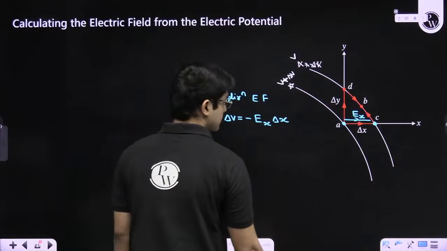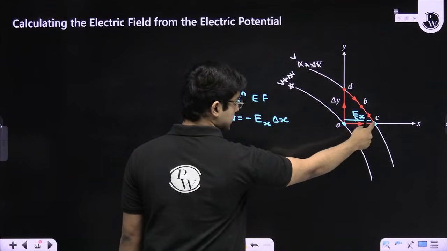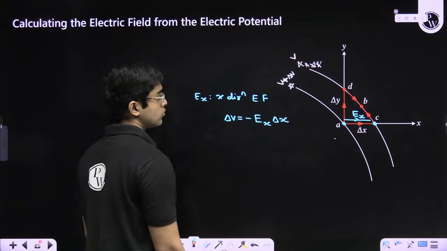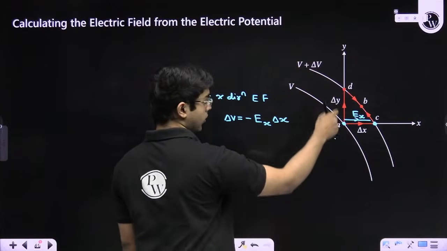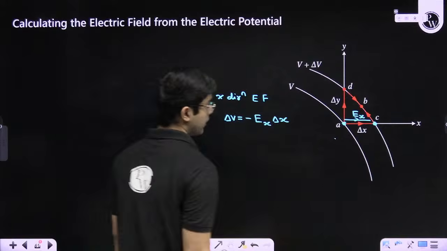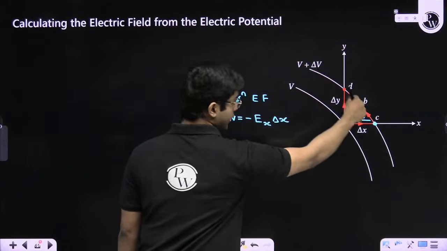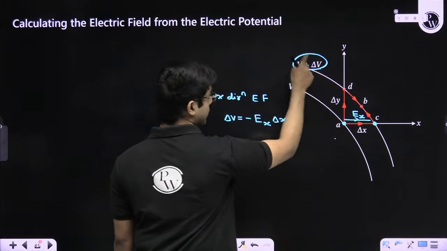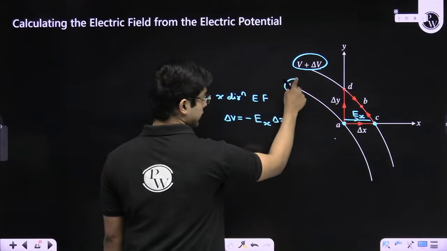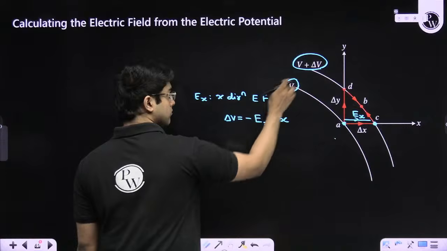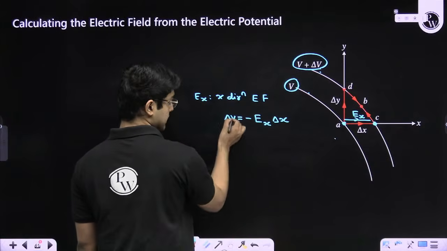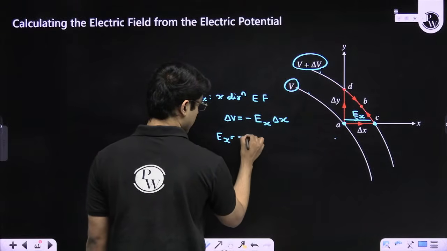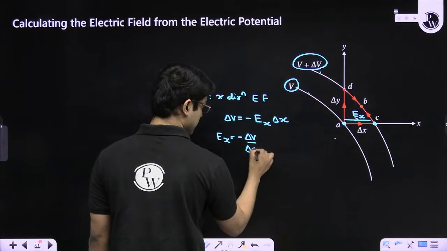And what is delta V? It is potential of the C point minus potential of the A point, right? So, just keep it like this only. Potential of C point minus potential of A point. This is an equipotential surface, right? So potential of D, B, C, all of it is V plus delta V, and potential of A is V. So delta V is going to be potential of this minus potential of this, which is delta V itself. So from here what we are getting is Ex is equal to minus delta V by delta x.